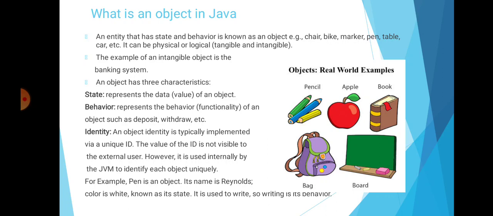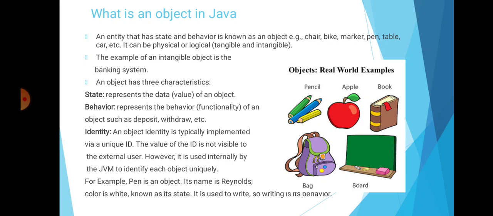An entity that has state and behavior is known as an object. For example, a chair, bike, market, pen, table, car, etc. It can be physical or logical, tangible or intangible. The example of an intangible object is the banking system. An object has three characteristics: state, behavior, and identity.